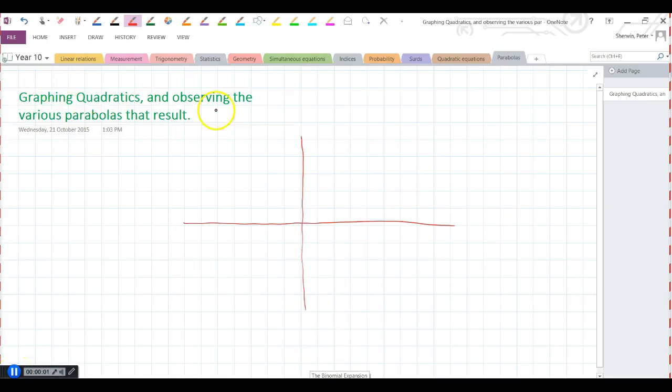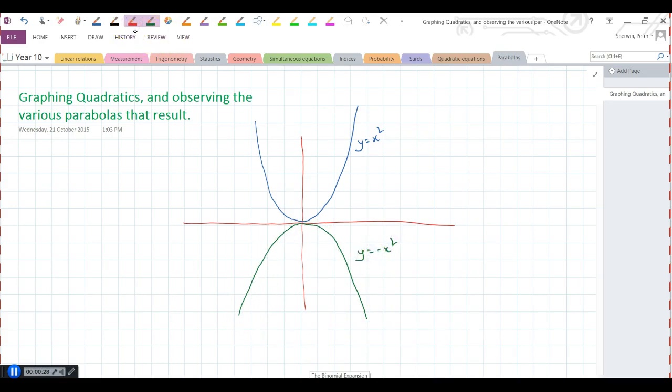Okay, so just take down this heading here, graphing quadratics and observing the various parabolas that result. We've had a lot of information about this now, so let's just have a look at the basic y equals x squared. So just take down a couple of these graphs, and what happens if that becomes a -x squared is that it inverts. So that would be y equals -x squared. The note just to take there is that the negative inverts the parabola. Okay, so that's that one.